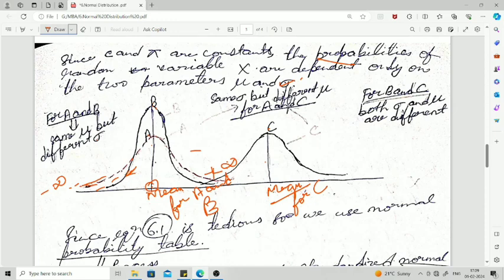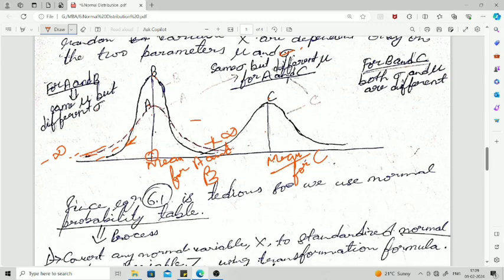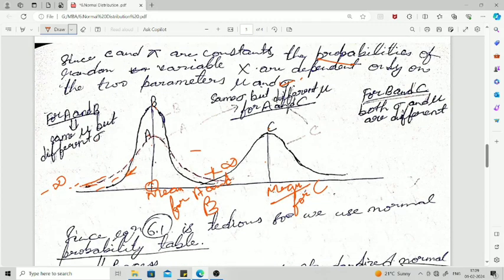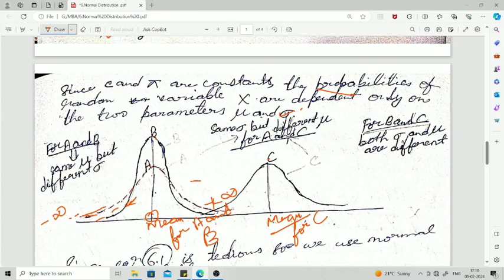So the mean and standard deviation will decide the spread, or you can say the probability of the random variable x. So the random variable, whatever I'm saying, means the variable for which we have to find out the probability. Okay, because we are talking about the probability now.